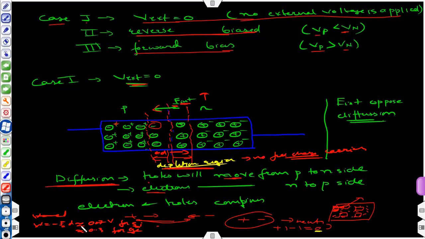But whenever you do practicals, you will see that it starts from 0.5 and then you have like 0.6. So after 0.5, it increases by a very small quantity. But it is not fixed. But mathematically, when we are solving problems, we will take it as 0.7 for silicon and 0.3 for germanium.